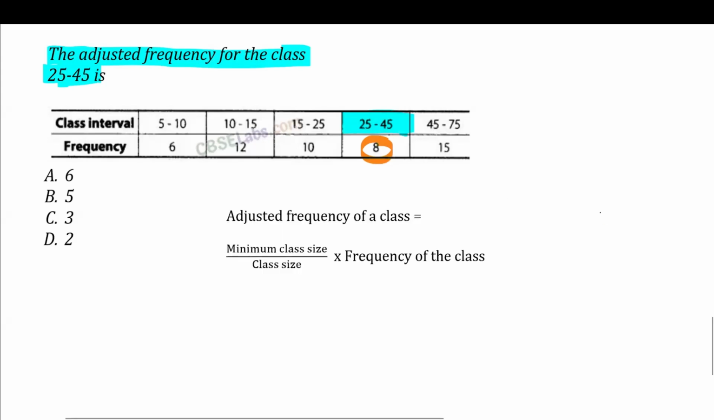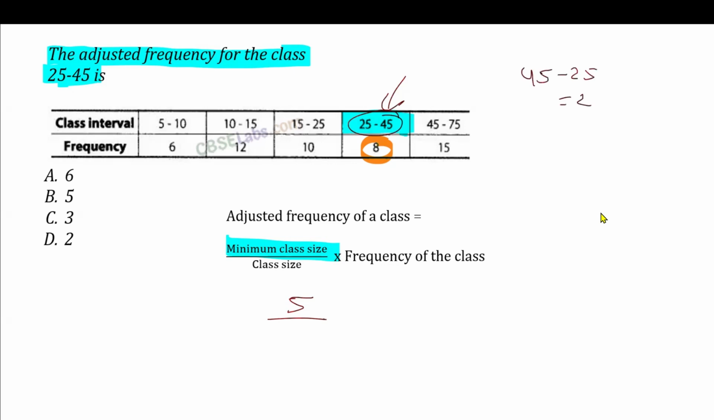So adjusted frequency is what? That is the minimum class size. When you look into the class size, here the class sizes are 5, 5, then 10, and then this is 30. So the minimum is what? 5. So the minimum class size is 5, divided by the class size of this, which is how much? Class size is what? Upper limit minus lower limit, right? That is 45 minus 25. So it gives you how much? 20. So this is 20. That is multiplied by the frequency of this class, which is 8 in this case.